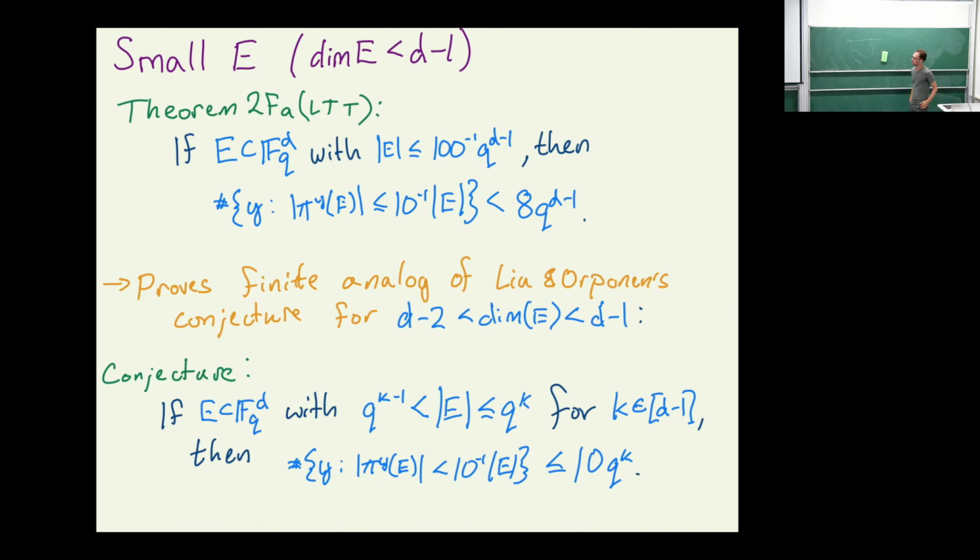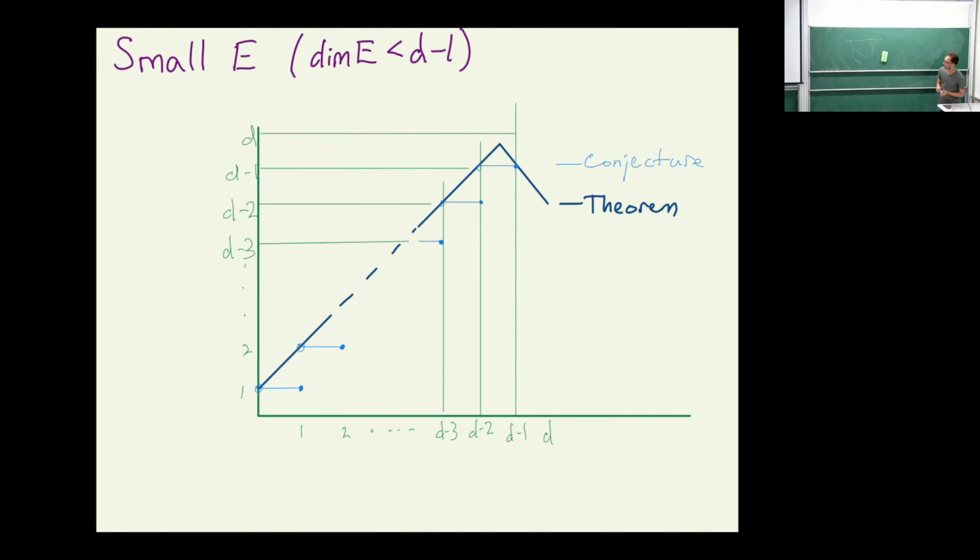So the next, our first theorem for small E is a proof of the finite analog of Liu and Orponen's conjecture, only for the very top. If I can, I'm just going to draw it here. Basically what we get is this segment.